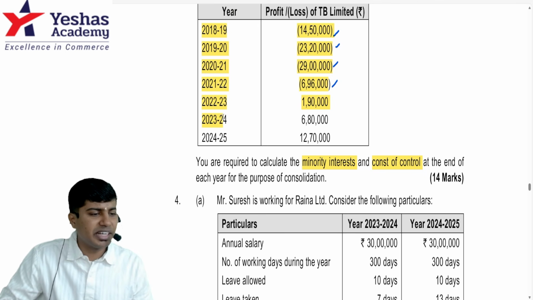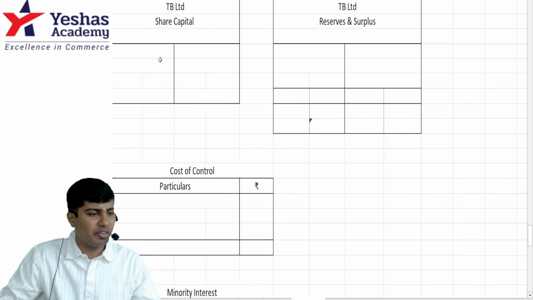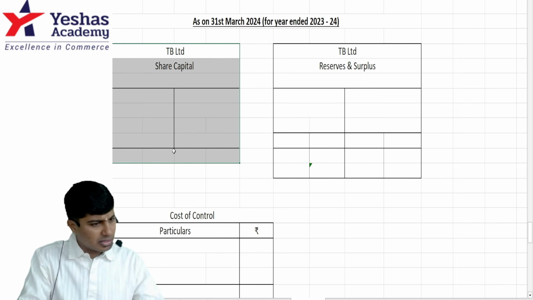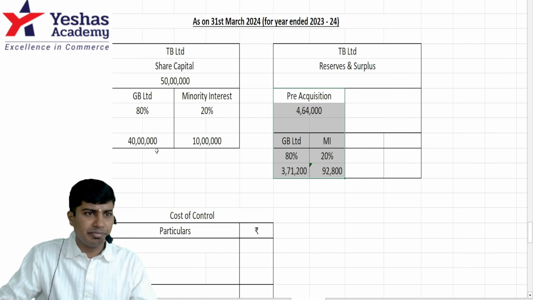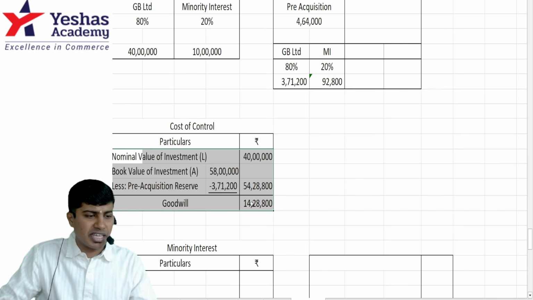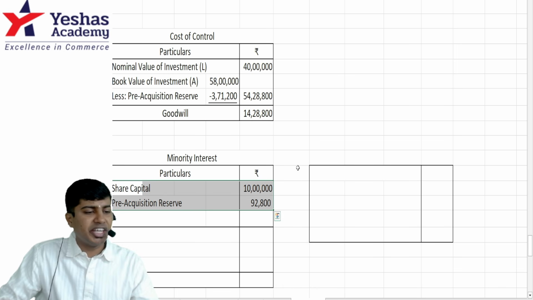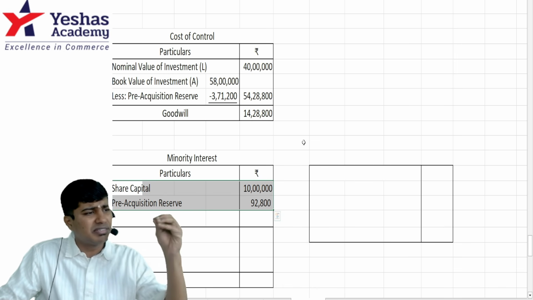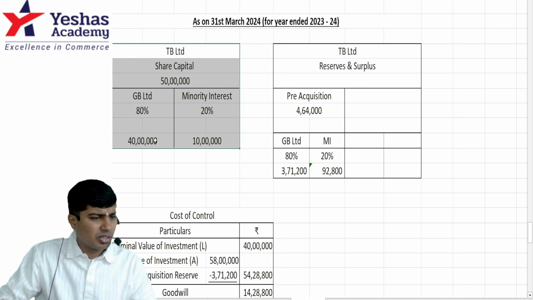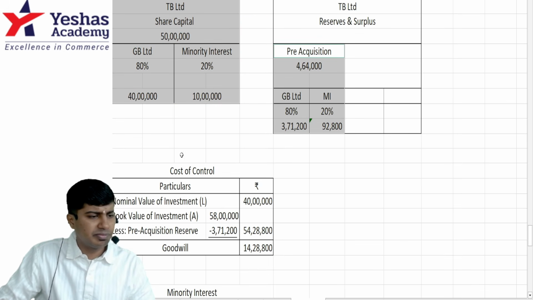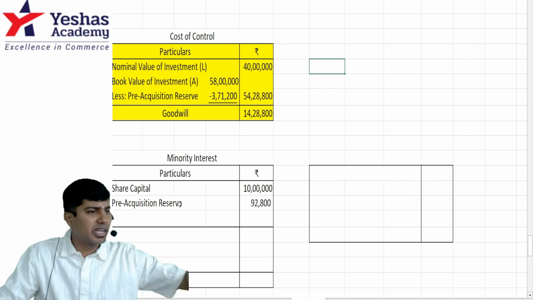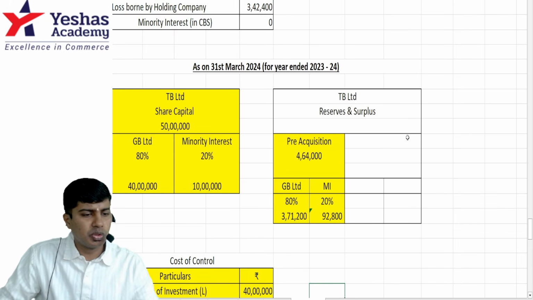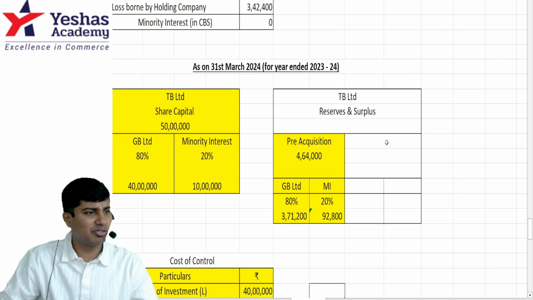2023-24, year ending 31st of March 24. 6 lakh 80 is the profit. Observe, this is going to be same. Share capital, pre-reserves, same. Cost of control, same. Minority interest, share capital and pre-acquisition reserve, same. No change. Minority interest, first 2 lines are same, but I'm not making it yellow. Let it be there, because I want you to write complete minority interest for that year.